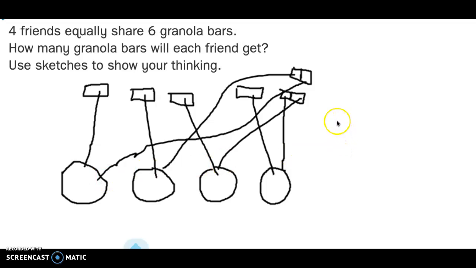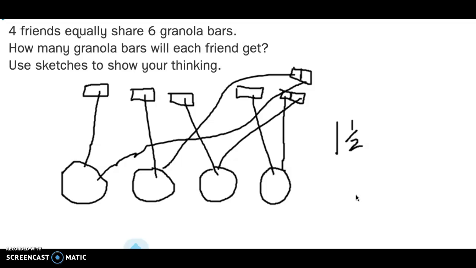So what would the answer be? How many granola bars would each friend get? We would write 1 and a half. This is how we write a half. 1 out of 2. We cut it, 1 piece out of 2 pieces. So 1 and a half. Each friend would get 1 and a half granola bars.